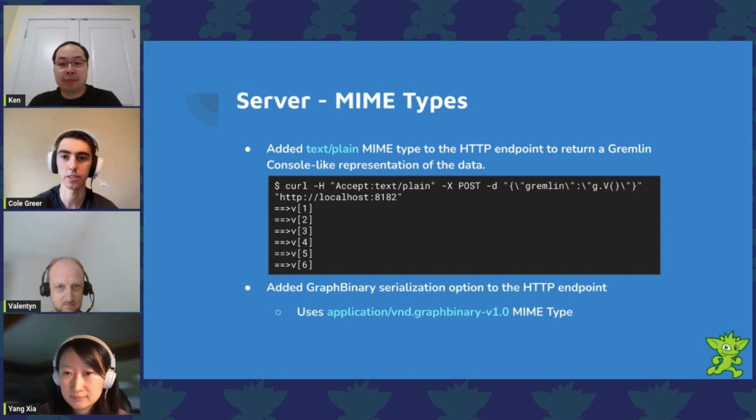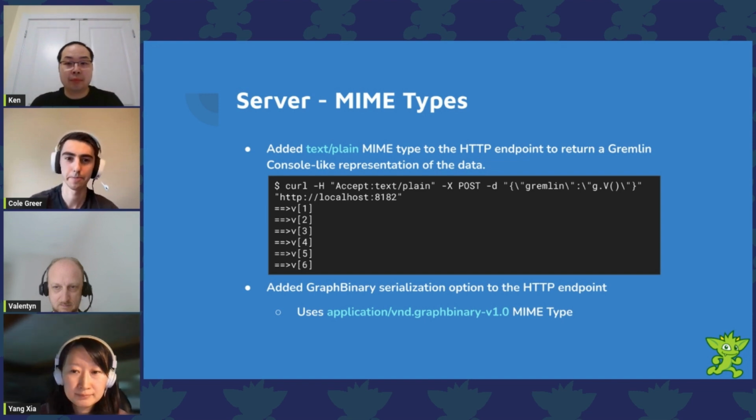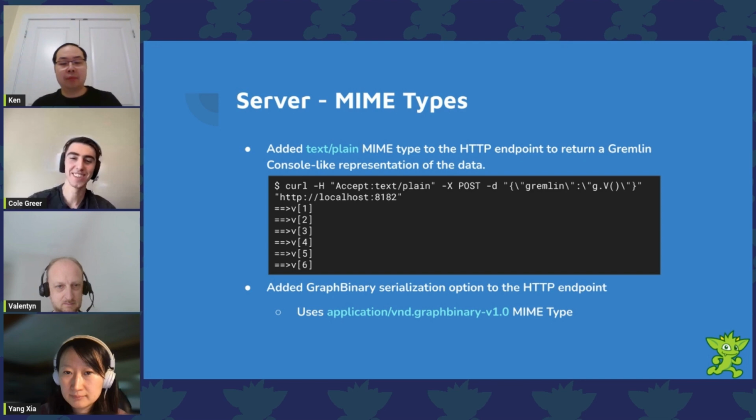We're doing a curl. It's just a basic g.V with this new text plain MIME type. And this is going against the modern graph, and you'll see the results returned are exactly what you'd expect if you just typed g.V into the console. So that's a cool new feature to have. There's also now a serialization option for GraphBinary over HTTP. There's the MIME type there. I opted to exclude the example on that one because it's completely illegible anyways, but you can get GraphBinary now, which is pretty cool.